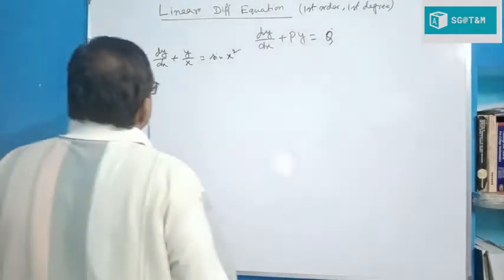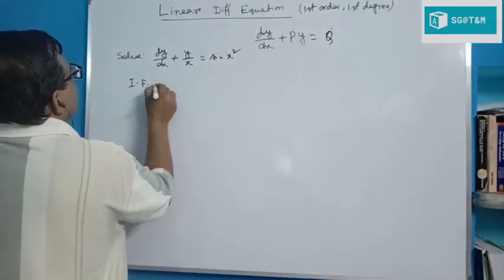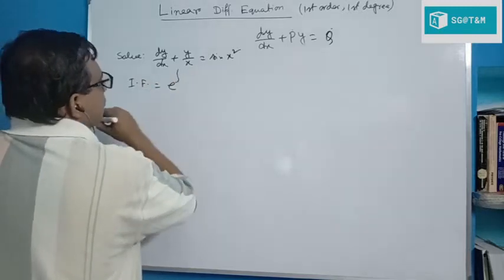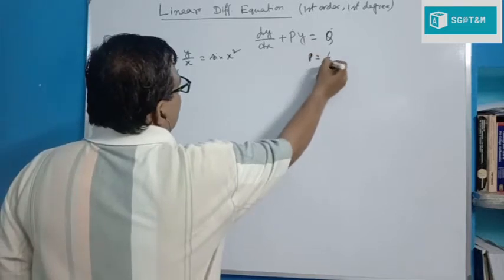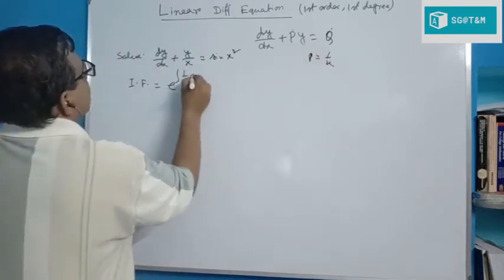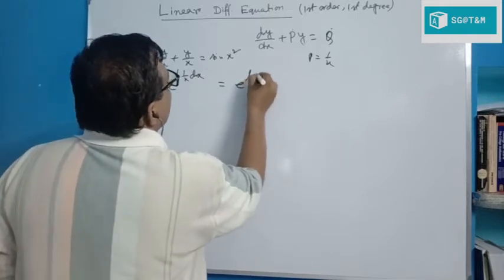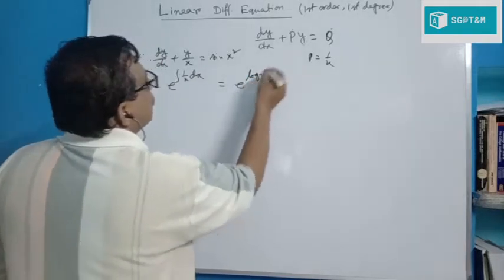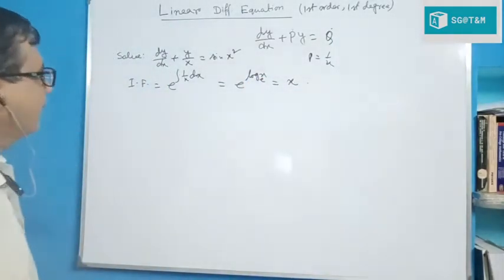But suppose, first find the integrating factor. So the integrating factor is nothing but e to the power integration of p dx. In this case, p is how much? P is 1 by x. So integration of 1 by x dx is log x. So e to the power log x to the base e, that means x, by the property of logarithm.